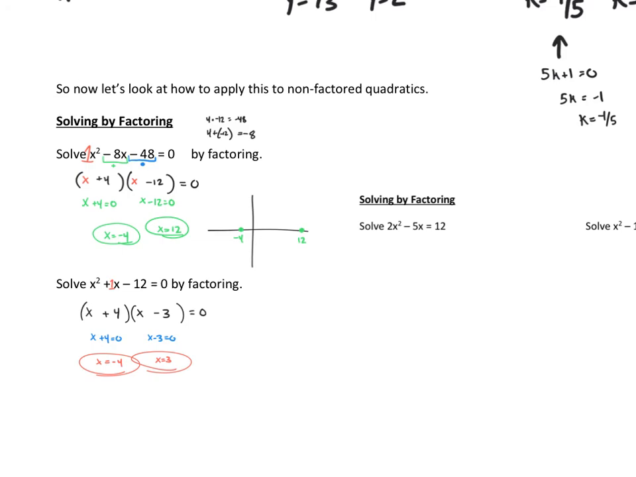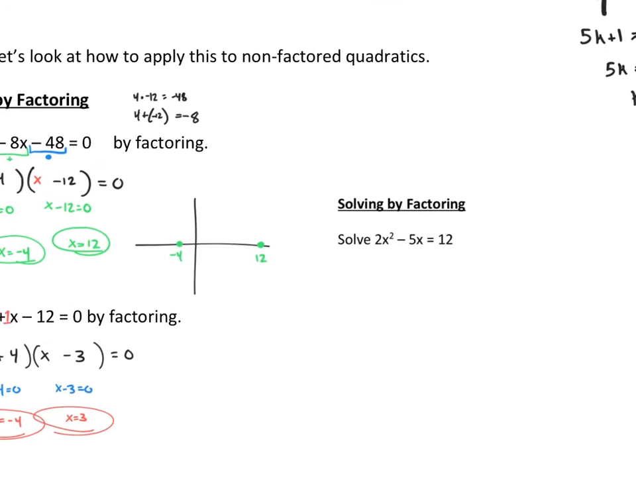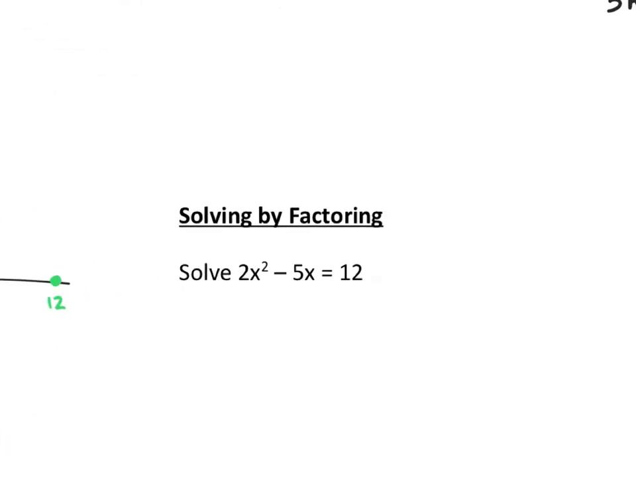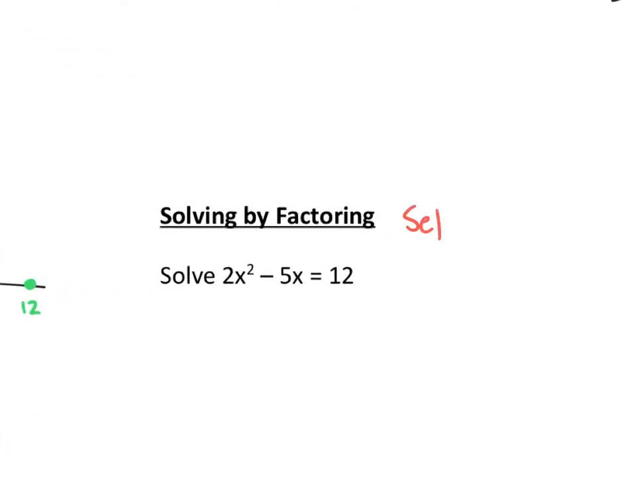Now, some things that are important to notice. All the times we've been using the zero product property, that means if we're ever not set up equal to 0, that's an issue. We need to be set equal to 0 in order to use the zero product property. So in this case, I'm going to need to subtract 12 from both sides.